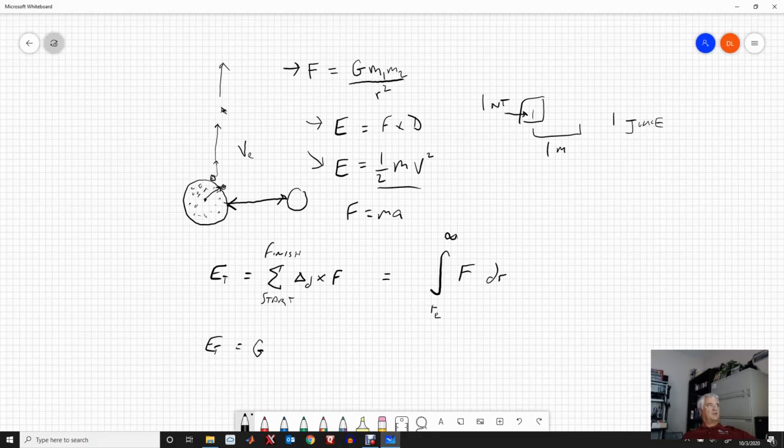So we say the gravitational constant times mass 1, the mass of the Earth, times mass 2, which we'll call the mass of the ball, times the integration starting at the radius of the Earth to infinity, and what's left of this equation is just 1 over r squared dr. There we go. So fundamentally, this equation is what we're left with to calculate the total energy.